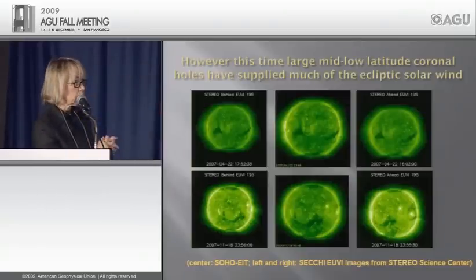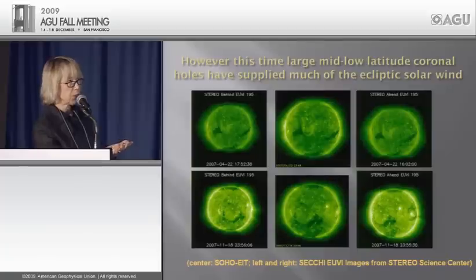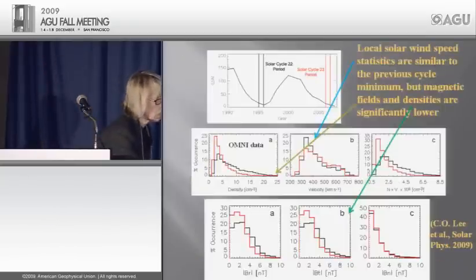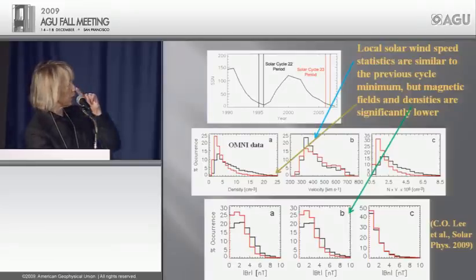But this time around, we've had plenty of very large, low-latitude, open-field regions on the sun, coronal holes. These dark regions are where the solar wind has been emanating from, especially in the 2007-2008 timeframe. And this has affected what the heliosphere has experienced. When we looked at the statistics of the interplanetary contributions from this ecliptic plane field using the OMNI data set at the Goddard Space Flight Center, statistically speaking, what we have here in the middle are statistics of solar wind density and velocity.